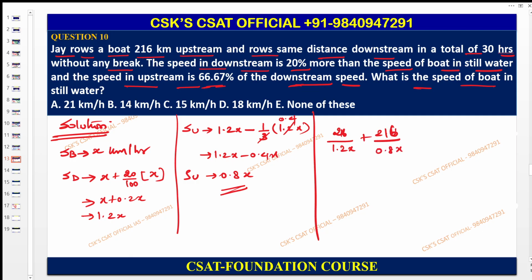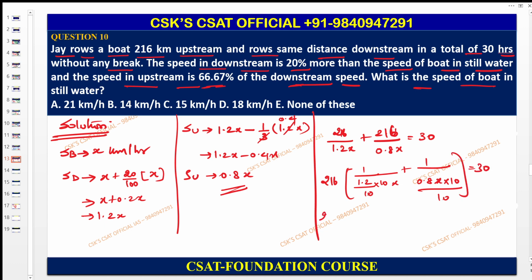J rows a boat 216 km upstream and rows the same distance downstream in a total of 30 hours without break. The speed in the downstream is 20% more than the speed of the boat in still water. The speed of the upstream is 66.67% of the downstream speed. What is the speed of the boat in still water? If you don't know the speed of the boat, you can take it as x here. Simple question. This kind of question you can expect.